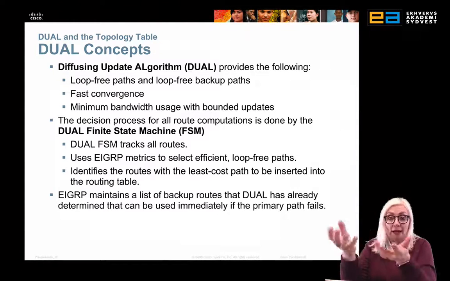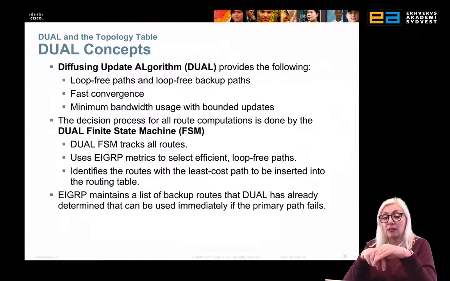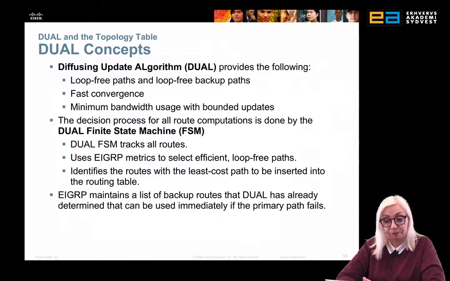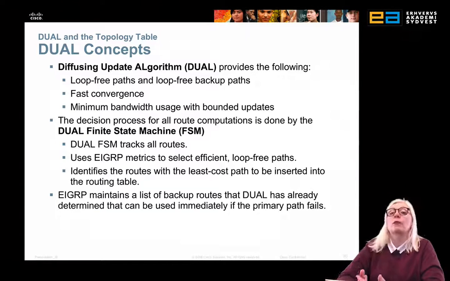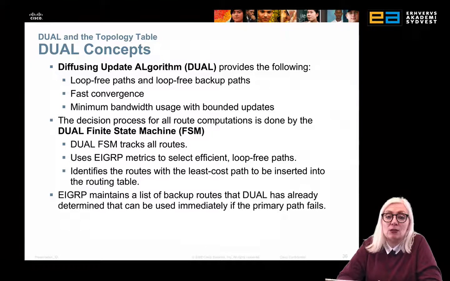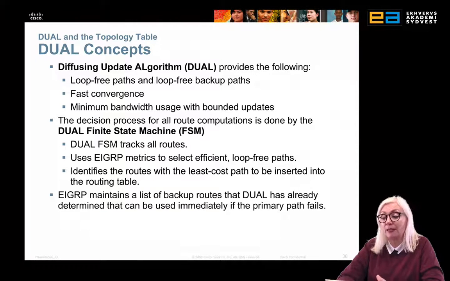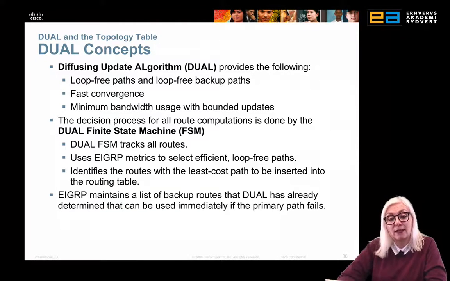Then, when I have the metrics calculated, well then I use the Diffusing Update Algorithm, DUAL, to find a loop-free path and a loop-free backup path. And this ensures us a fast convergence because we already calculate the best path, but also the backup path if it's possible. Well, it's not always possible, and that's included in DUAL.